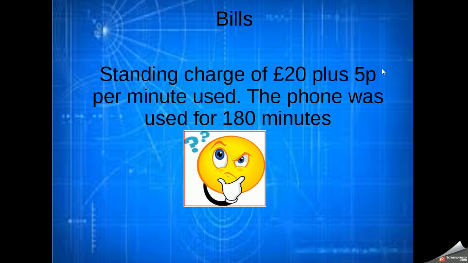So here's an example then of where you get a mobile phone bill, standing charge of £20 at the beginning of the month, and the cost is 5 pence per minute. And the phone was used for 180 minutes. So how do we work out the cost for that month?